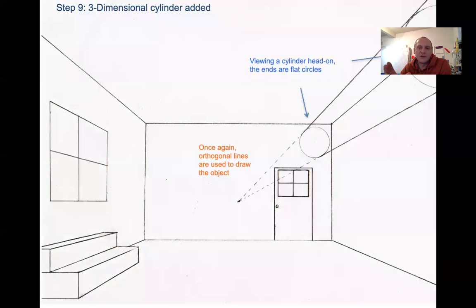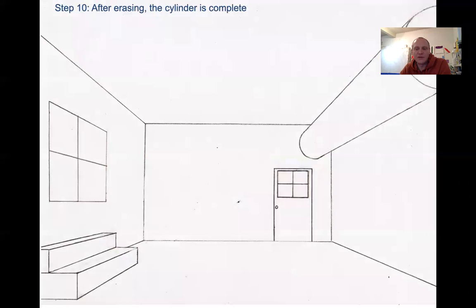We can put a cylinder in. And if we're looking at a cylinder head on, what we see is a circle. But then its sides have to match up with the way that the vanishing point works. Again, it's on the side wall. We're not looking straight at it. It's a tube that we're seeing from an angle. So its edges have to match up with the way everything else matched up. We can then erase out the lines that were behind it. And we've got this ductwork up on the ceiling.